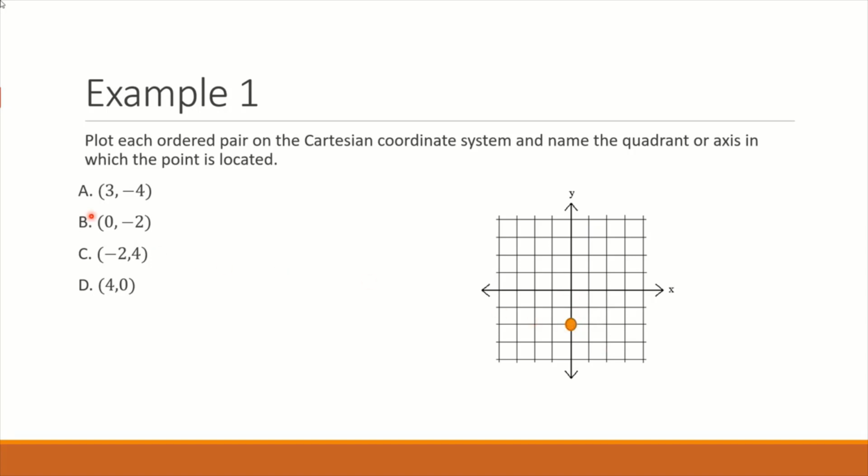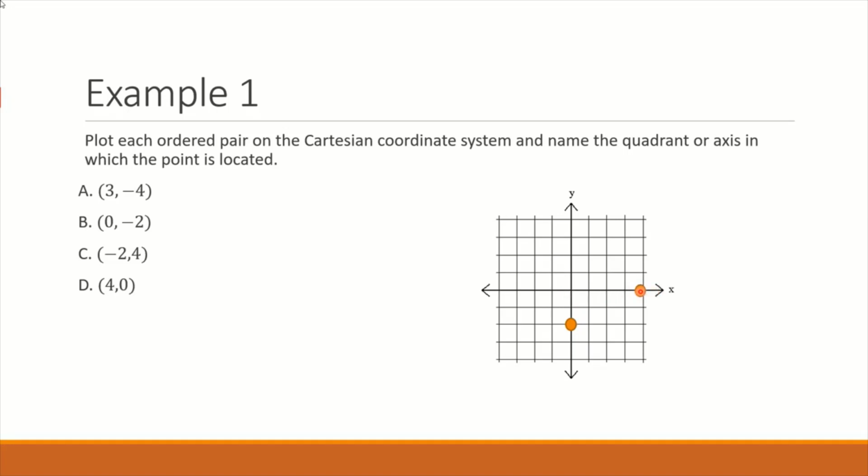(0, -2), that would be B. So that's slightly out of order. You can also consider x to be the way that you're shifting from left to right. So with letter B, it's not moving left to right, it's just moving downwards from (0, 0), which is the origin.